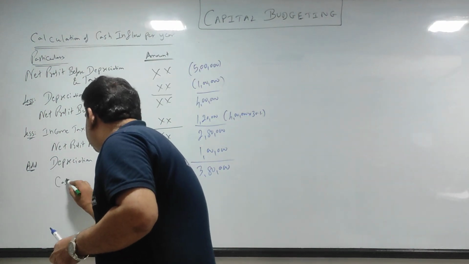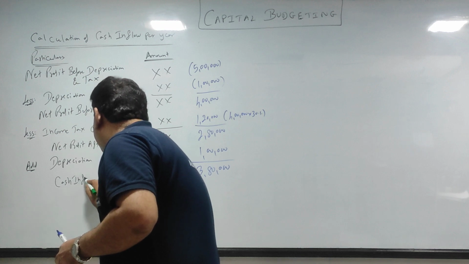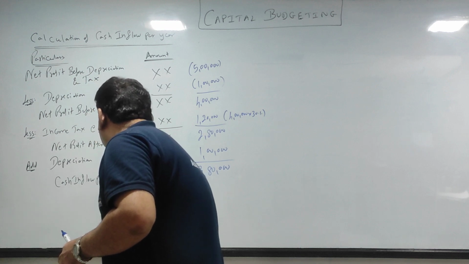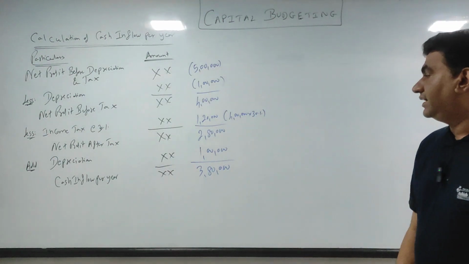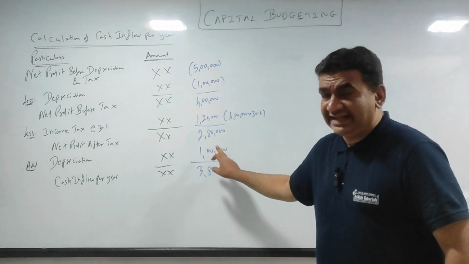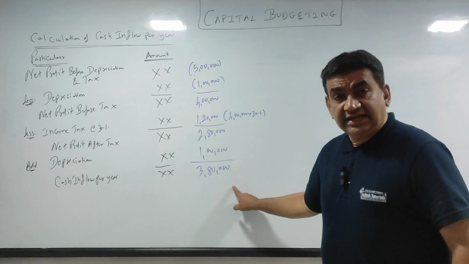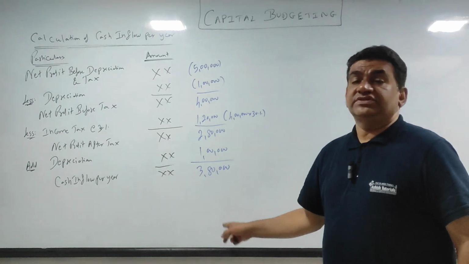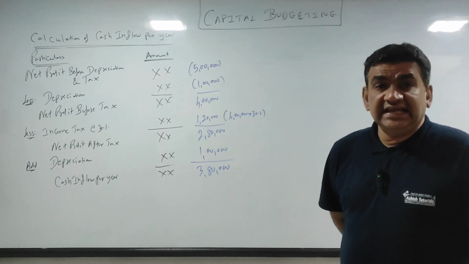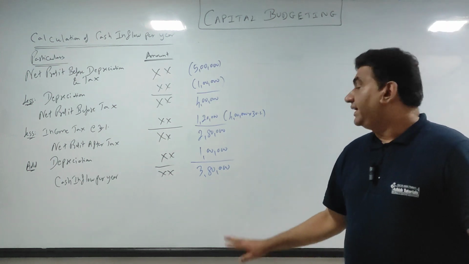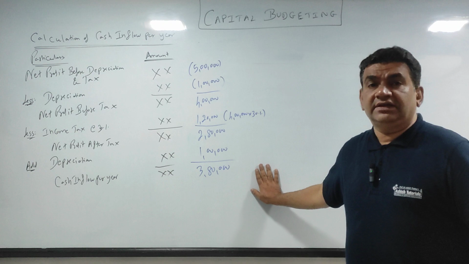सो दिस 3 लाख 80 becomes my cash inflow per year. This 2 lakh 80 plus 1 lakh, that is 3 lakh 80,000 becomes my cash inflow per year.